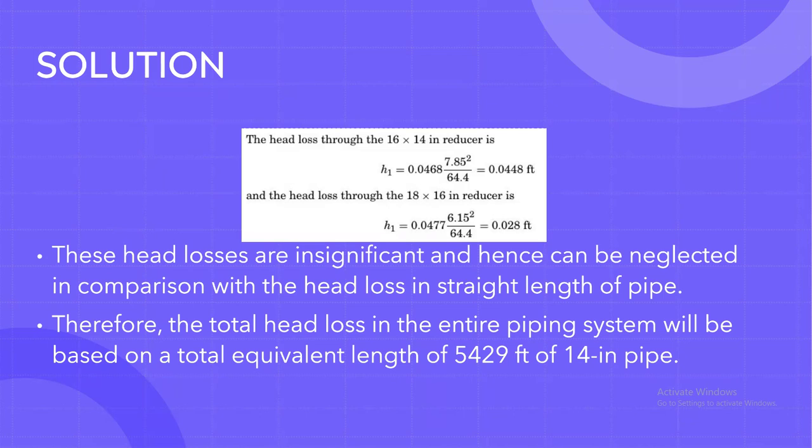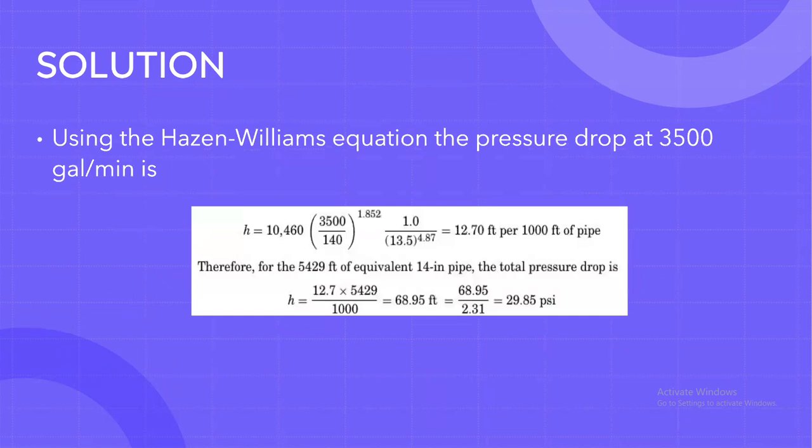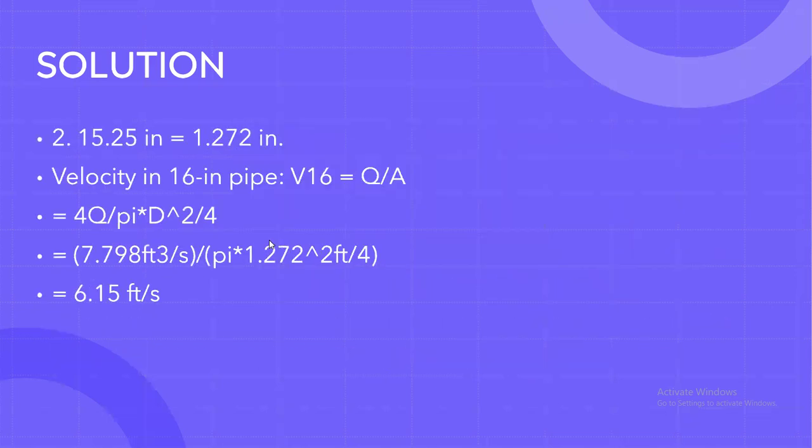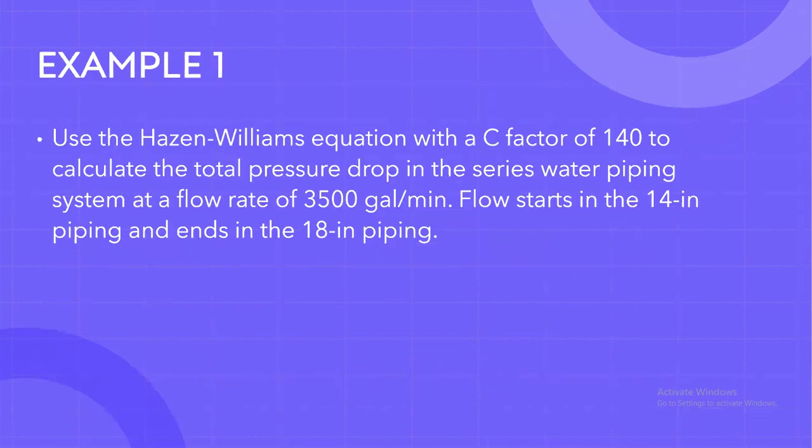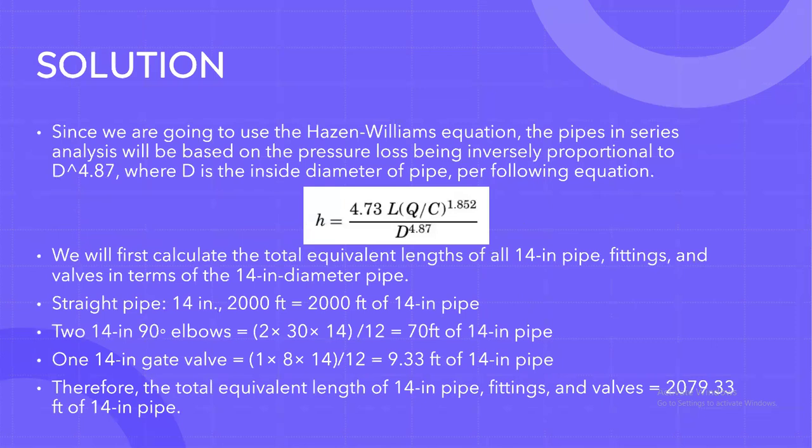Therefore, the total head loss in the entire piping system will be based on the total equivalent length of 5,429 feet of 14-inch pipe, since these ones are just minor. Using the Hazen-Williams equations, the pressure drop at 3,500 gallons per minute is that. Remember, I showed you the Hazen-Williams equation. Let's go back to it again here. Okay, this is the Hazen-Williams equation.